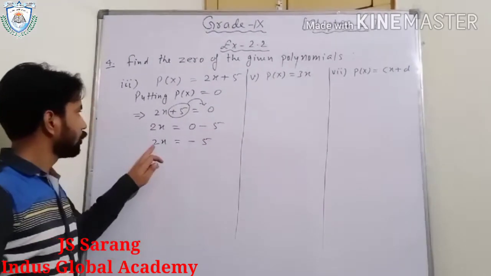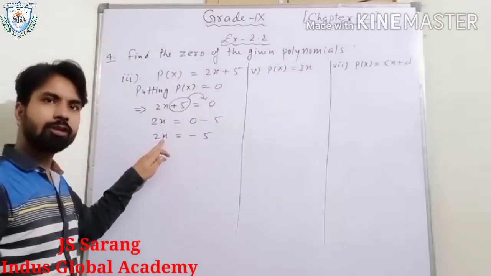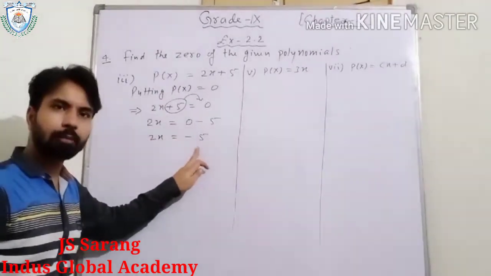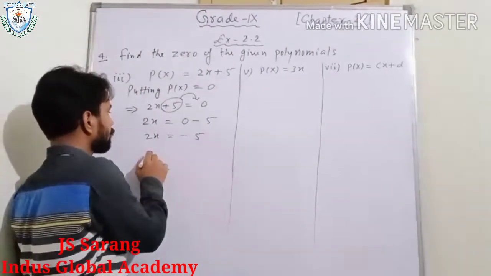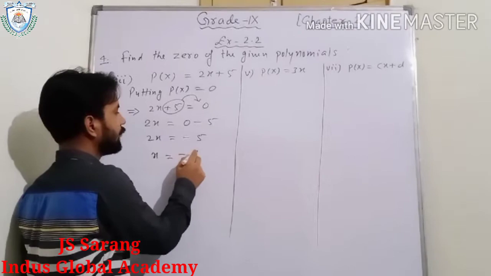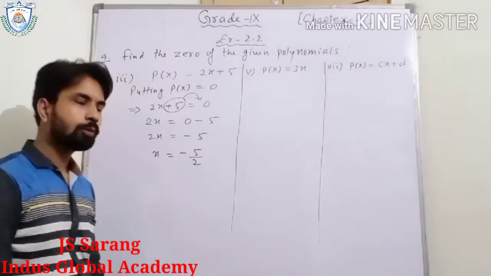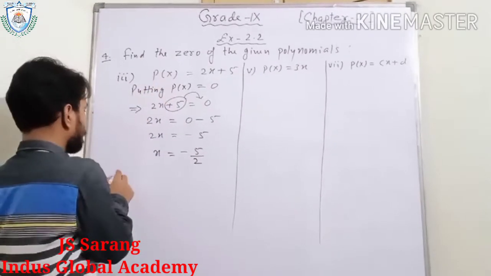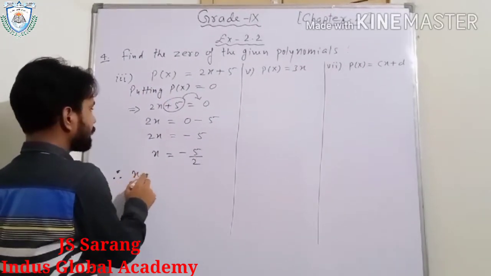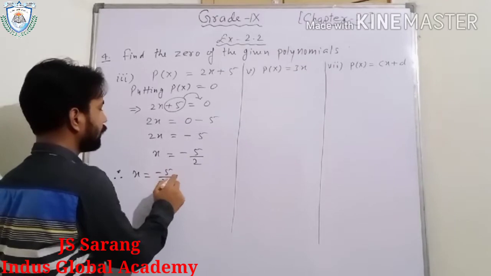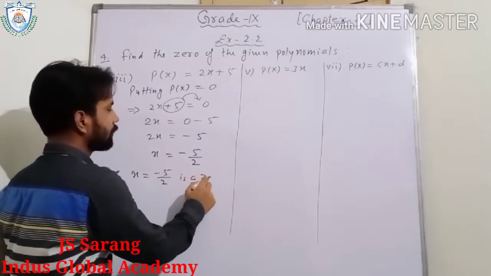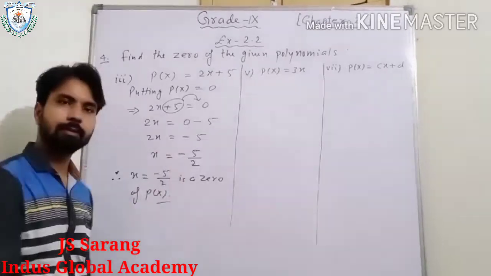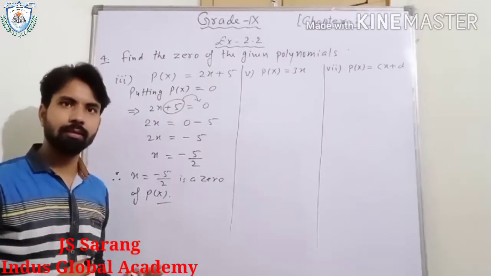Now here 2 and x both are in multiplication. So whenever we shift this 2 to RHS, it will move to the denominator of minus 5. So x equal to minus 5 upon 2. So beta, this is the 0 of this polynomial. So at last you have to write, hence x equal to minus 5 upon 2 is a 0 of p(x). Clear? This is our answer.